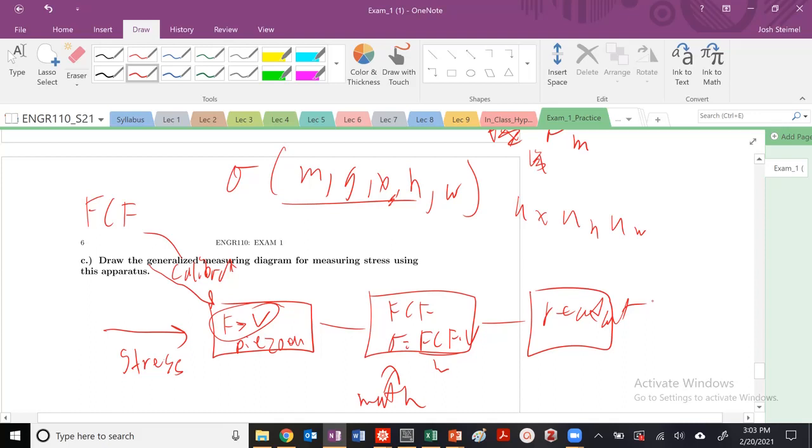So pretty straightforward again. This is our input. We're going to convert force to voltage, then we're going to back-calculate to get our stress. So this is transduction, and this is signal processing. Is there any filtration? Is there any amplification? Is there any mathematical operation? So signal processing, and then our readout.